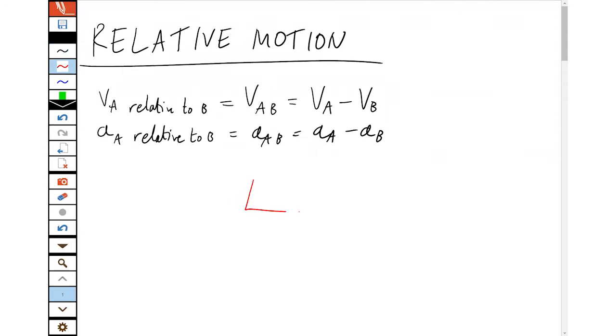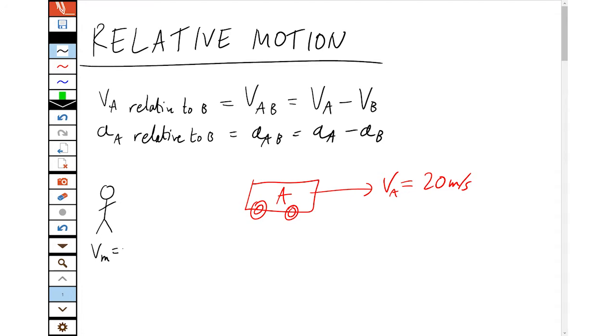Well, let's have a look. Let's say we have car A speeding along at 20 meters per second. And I'm just standing here, zero velocity. So the velocity of A relative to me is the velocity of A minus the velocity of me. 20 minus 0 is 20 meters per second. So it's getting away pretty fast.